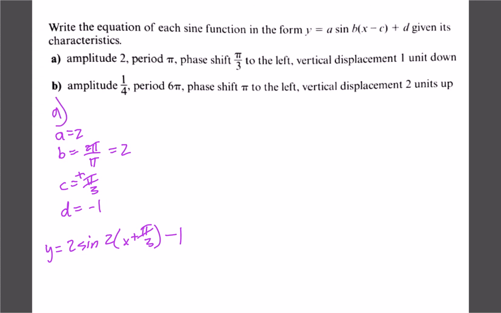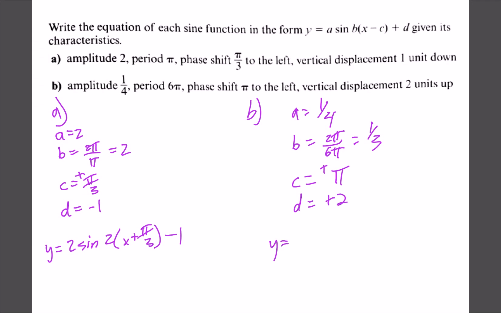And for letter B, we can do the same thing. We have an amplitude of 1/4, a period of 6 pi, so that means our B would be 2 pi divided by 6 pi, which will be 1/3. Our C is pi to the left, so that would be positive pi, and our D is 2 up, so it'll be plus 2. So our equation should be 1/4 sine of 1/3 brackets x plus pi brackets, plus 2.